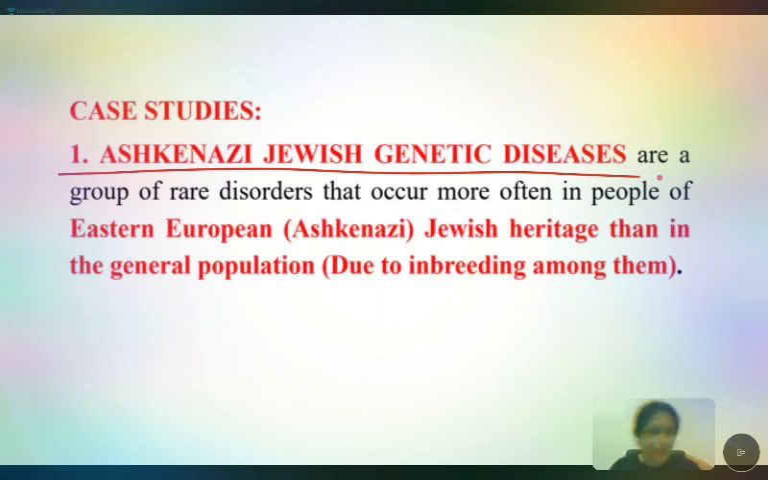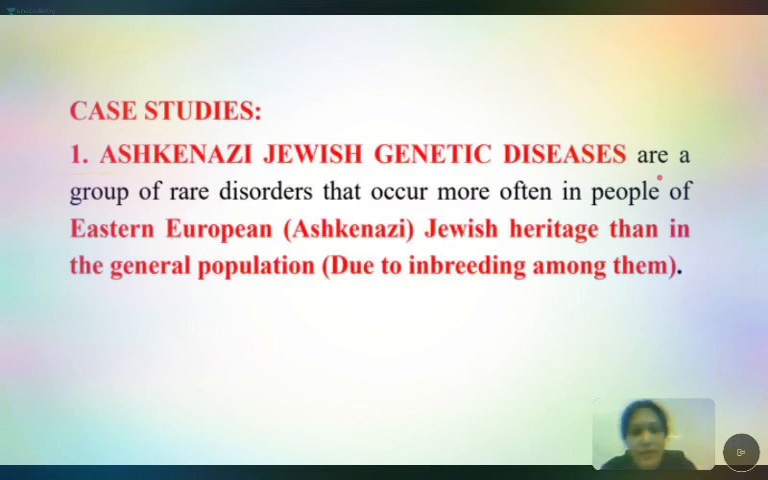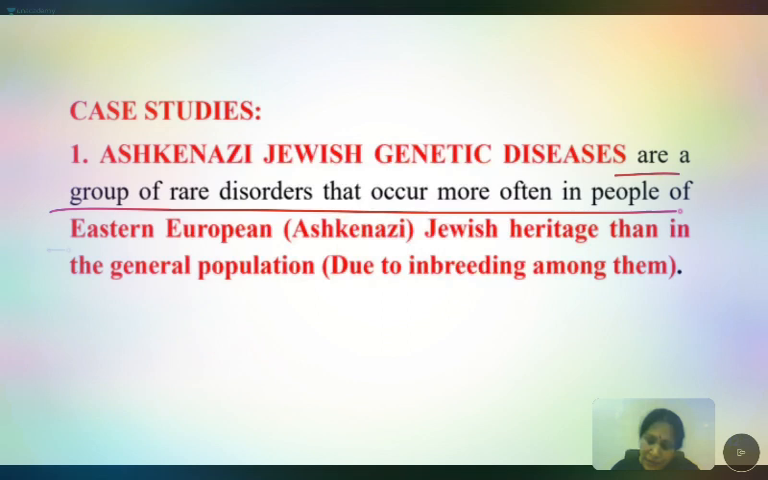So did you understand this Ashkenazi Jewish genetic diseases concept? Just like total rod cell color blindness, Ellis-Van Creveld syndrome, and epicanthic fold being more common among Mongoloid people, similar logic. They are a group of rare disorders that occur more often in people of Eastern Europe, that is Ashkenazi Jewish heritage, than in the general population due to inbreeding among them.